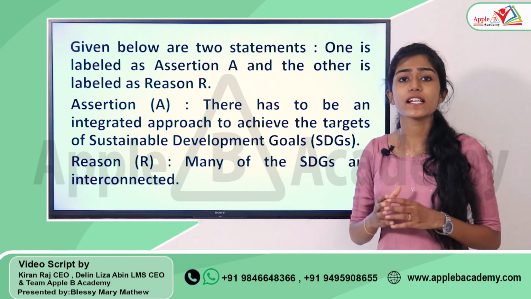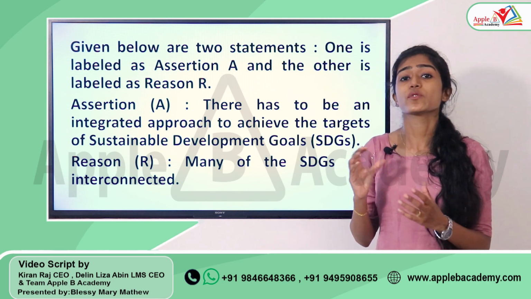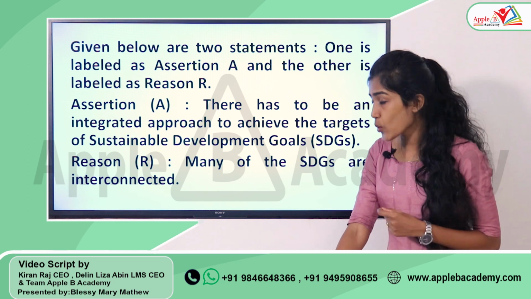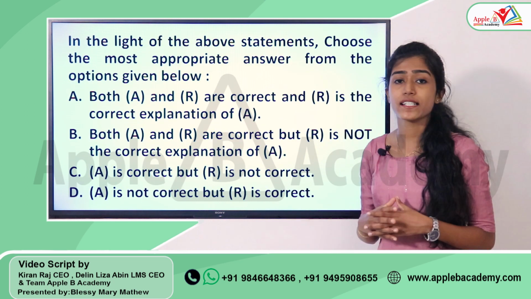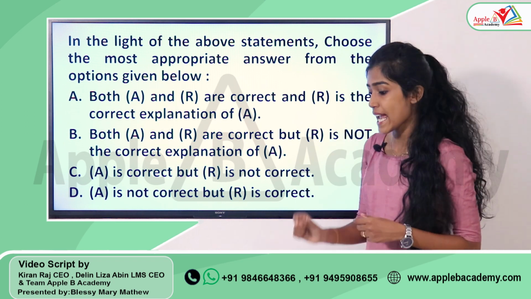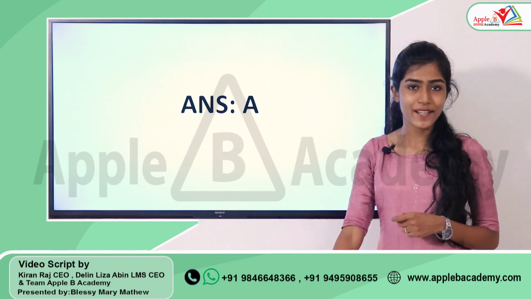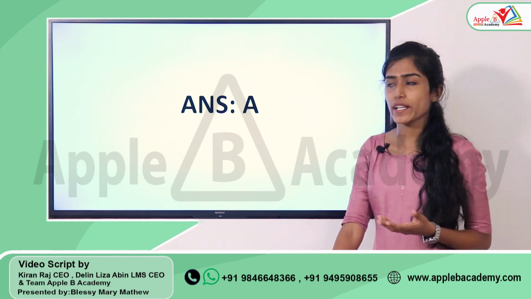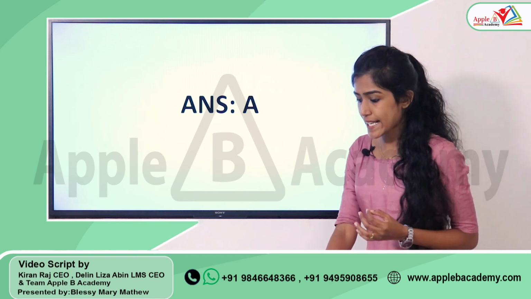So both the statements are right, and these two statements are also connected to each other, so we can say that both A and R are correct and R is a correct explanation of A. In that sense, we can consider option A as the right answer for this question. So that was a very gentle, very easy question from this area. Moving to the next question.